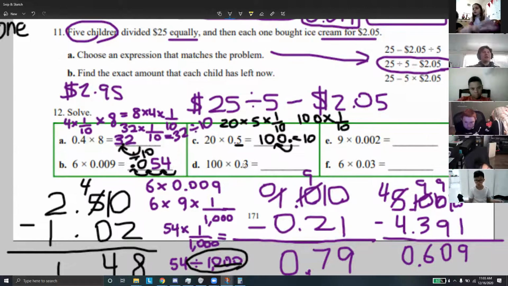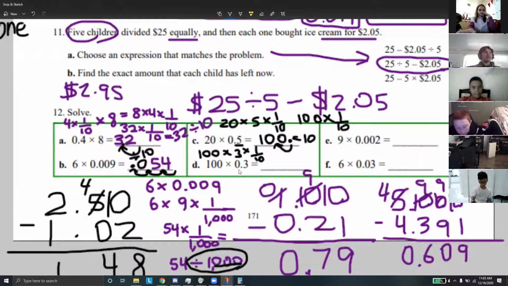100 times 3/10. I'm hoping you guys are picking up on the pattern, because this will help you solve it in your head. 100 times 3/10 is 100 times 3 times 1 over what? 10. Yes, 1 over 10 because the 3 is in the 10th place. Anything in the 10th place is times 1 over 10. Anything in the 100th place is times 1 over 100.